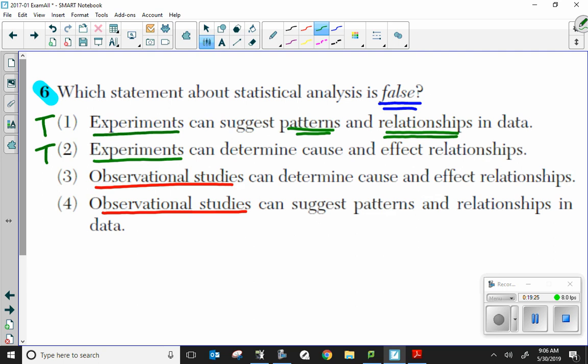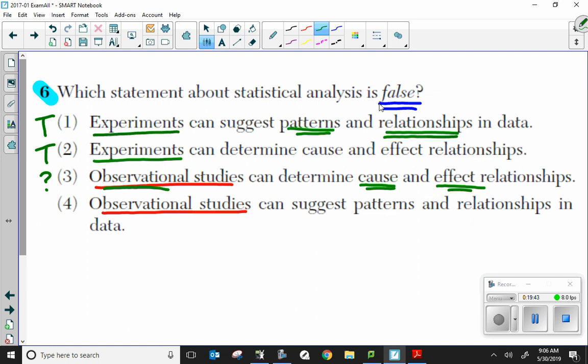Observational studies can determine cause and effect. I don't think that one is necessarily true. Cause is me creating something. I'm creating a cause to see an effect. Observation typically does not do that. Nah, that one might be the false one.